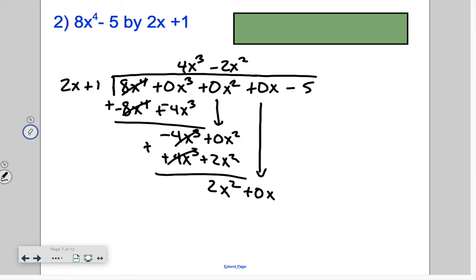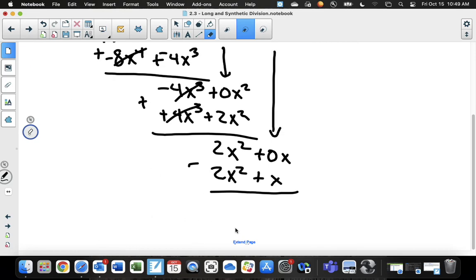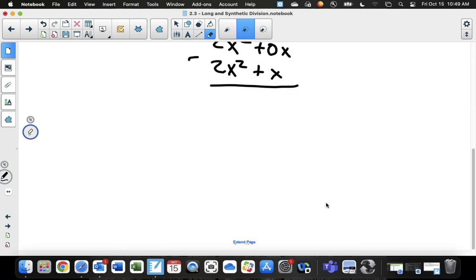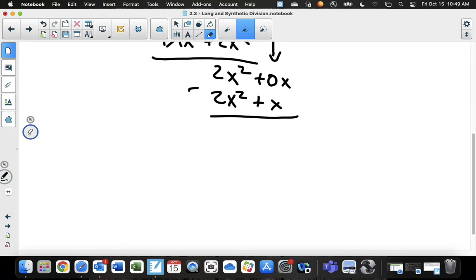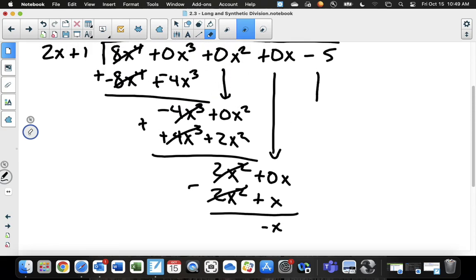Now we keep going. What's the next thing going up top? X. Yep, 2x times x gives you 2x squared. Multiply it through, we get 2x squared. Multiply by the 1, I get x. And we subtract. Negative x. So now, 2x squareds cancel. 0 minus x gives you negative x. And we still bring down the minus 5.